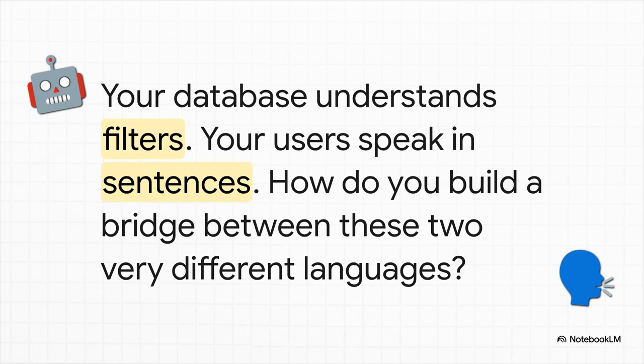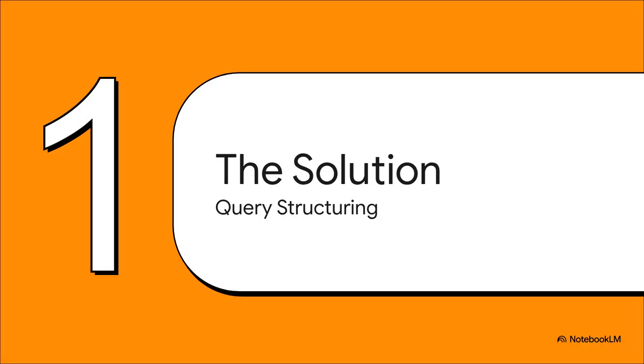See, your database is incredibly powerful, but it's also really rigid. It thinks in these very specific commands and filters, like publish date is greater than 2024. But we, the users, we just talk in normal sentences. So the real question becomes, how do you build a bridge between those two completely different ways of communicating? Well, it turns out that bridge has a name, and it's the hero of our explainer today, query structuring. This is the technique that makes that whole translation thing, which seems almost impossible, actually happen.